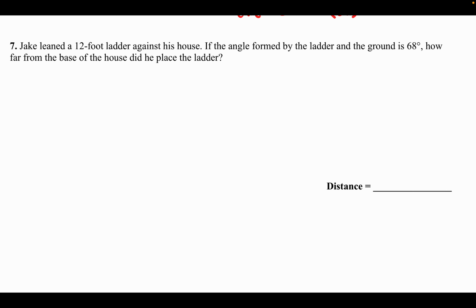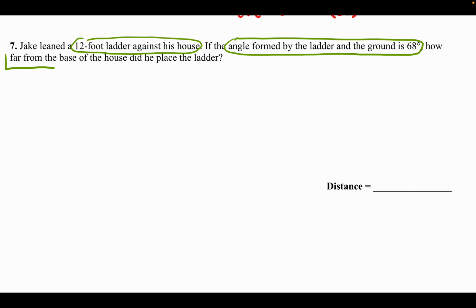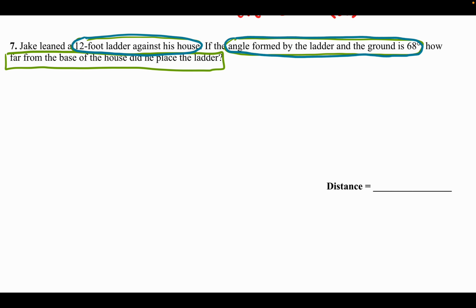Next, you're going to look for any key information. So we have a 12-foot ladder, angle formed by the ladder and the ground is 68 degrees. And then lastly, we have how far from the base of the house did he place the ladder? So that is our question. So we can box that. So box your question, circle your key information.